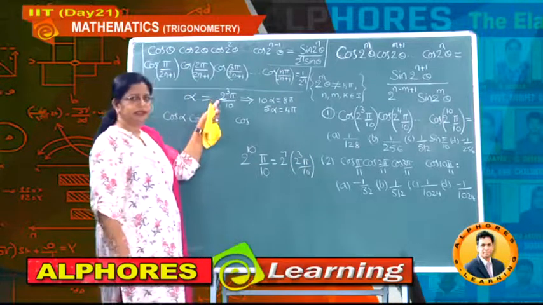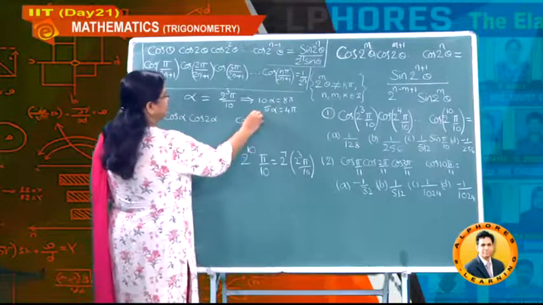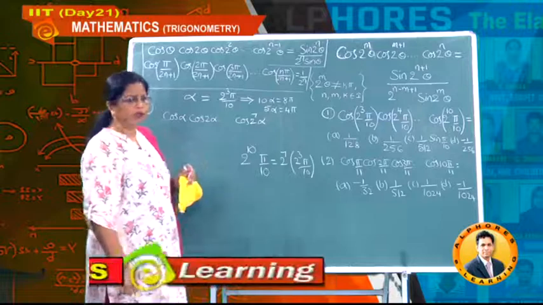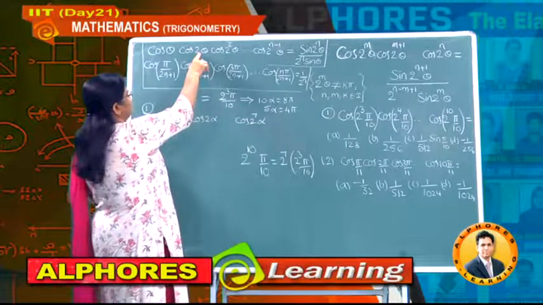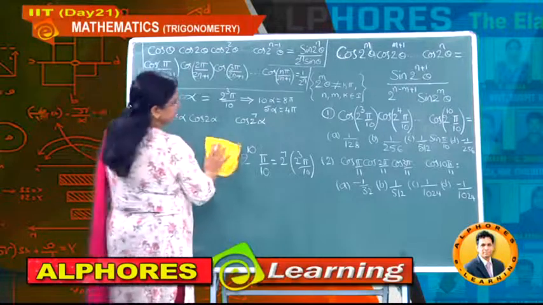Got it? That means it is nothing but our alpha. Therefore, the last value is 2 power 7 into how much, students? Alpha. Got it till here? And now according to this formula, I am going to substitute here. What is the value here?